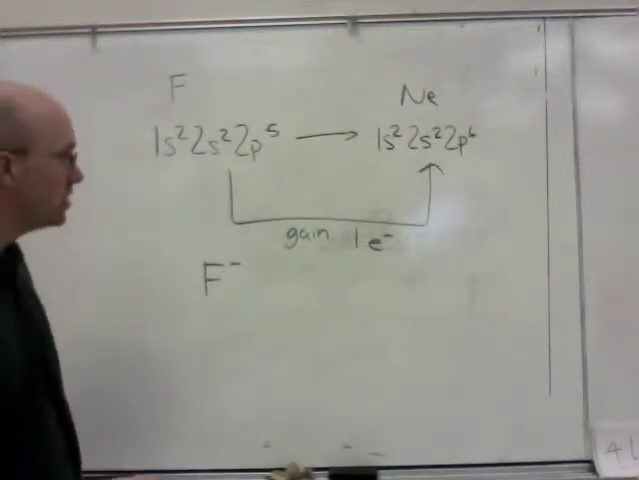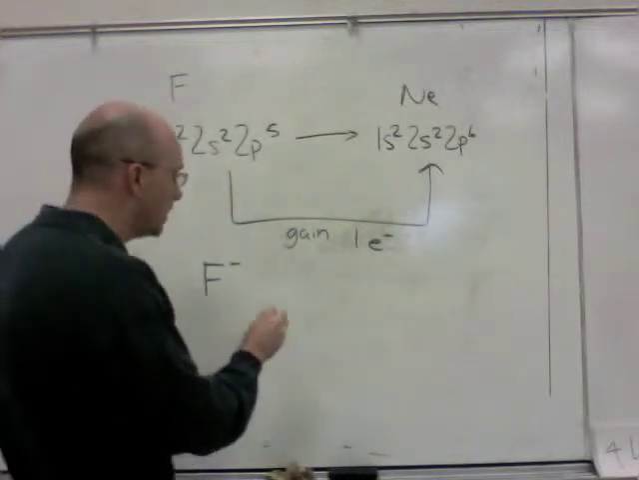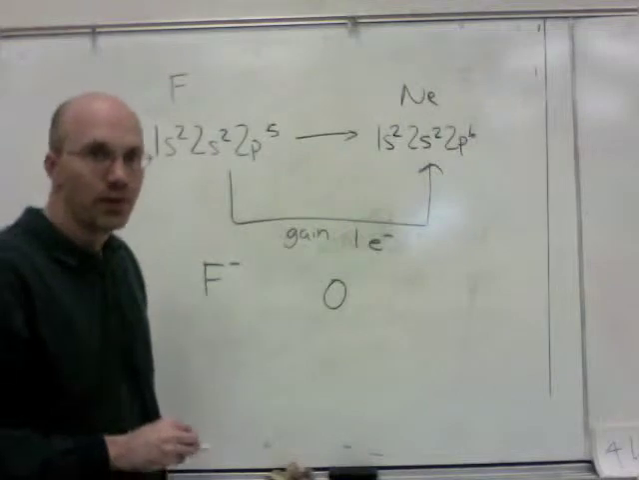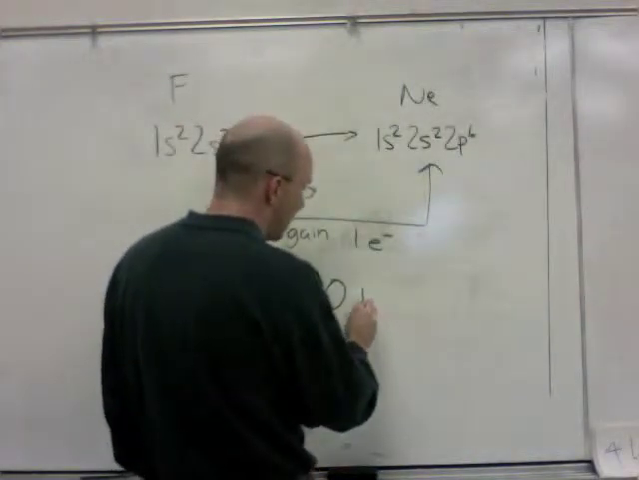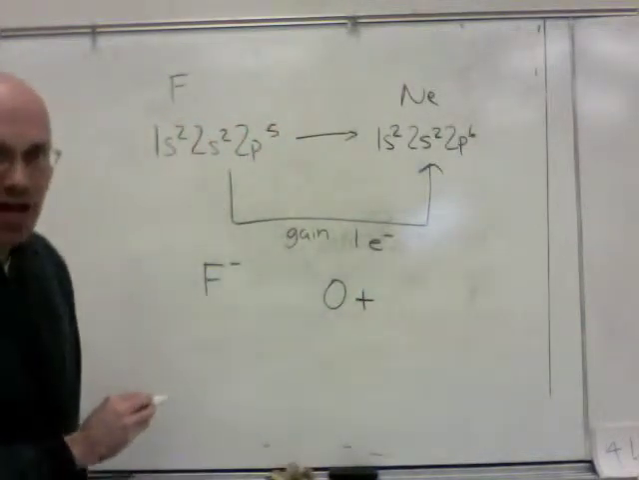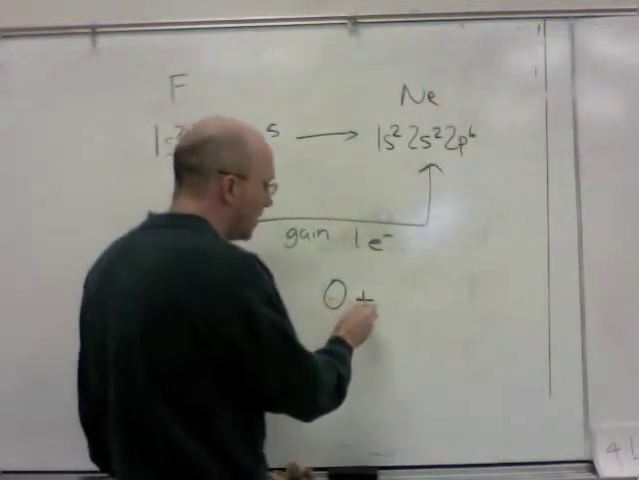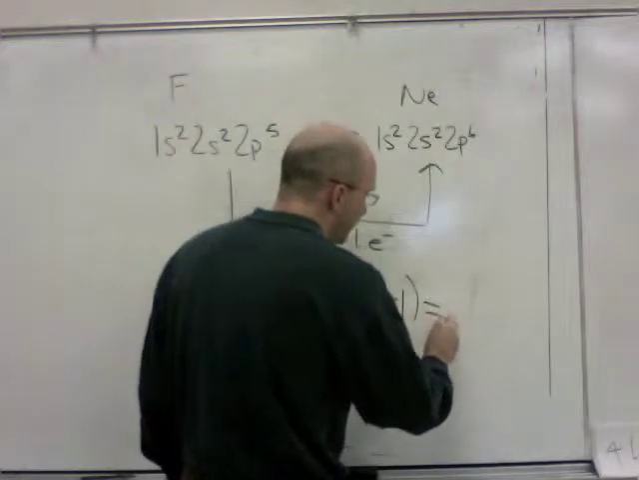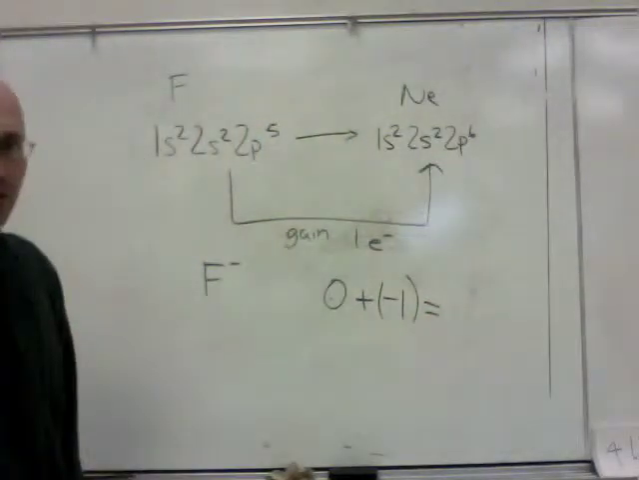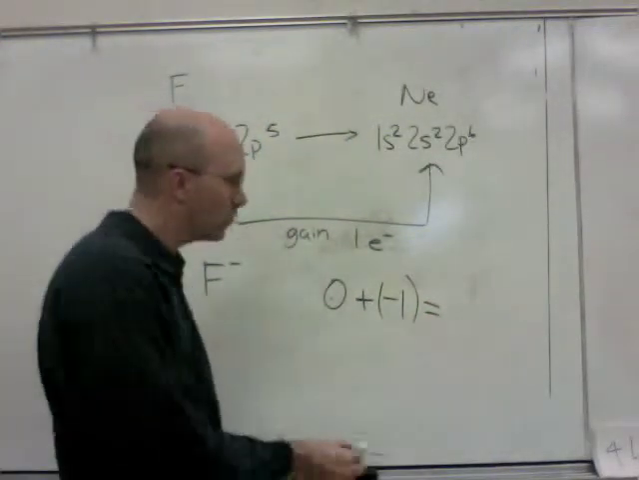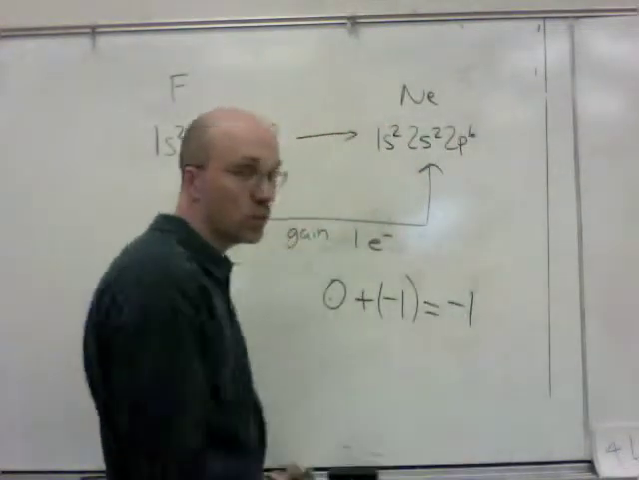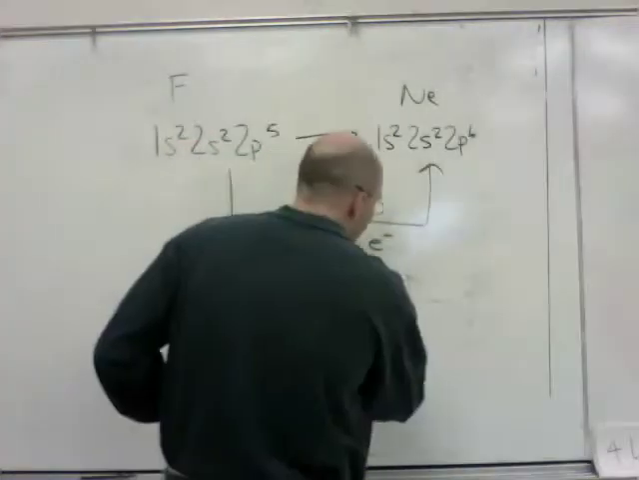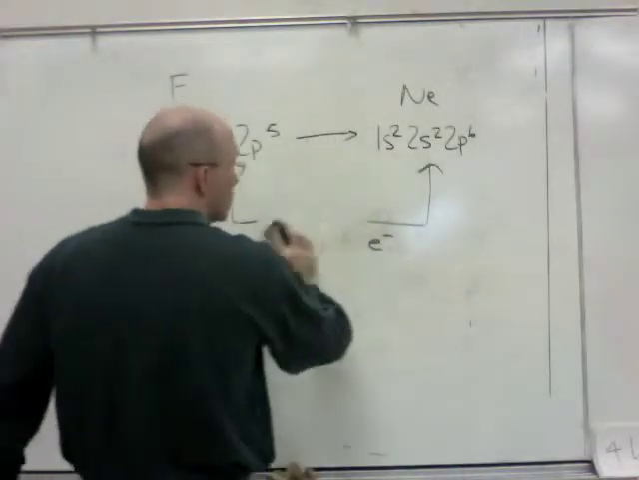A way that you can think about this mathematically is when it is neutral, it has a charge of 0. If something gains something, you're adding. If it's 0 and it gains something which has a -1 charge, what is the charge that results? 0 plus a -1 is -1. That's what its charge is. The best way to see this is just to do examples of it.